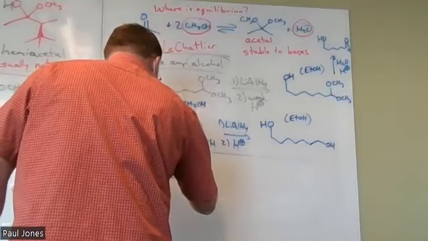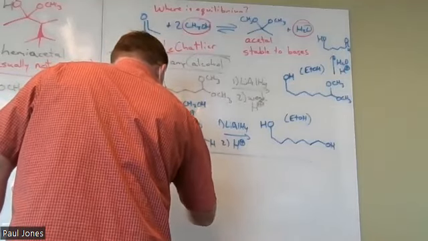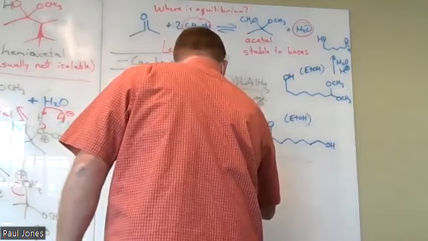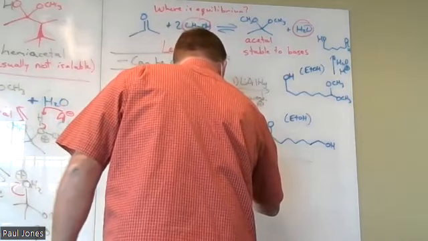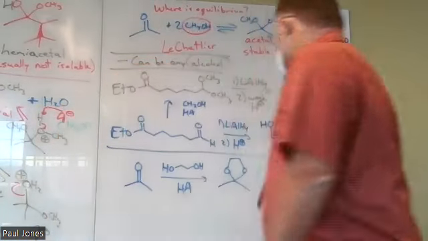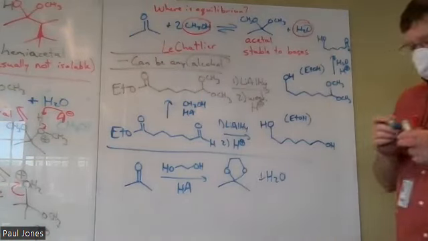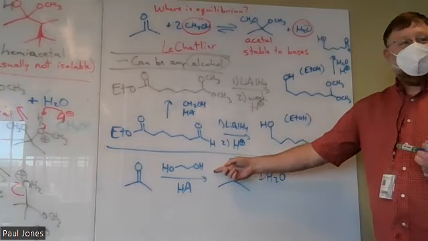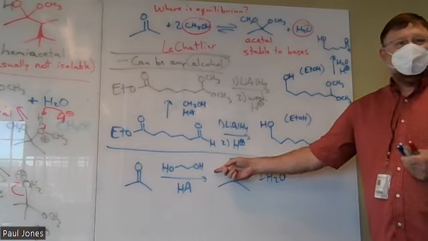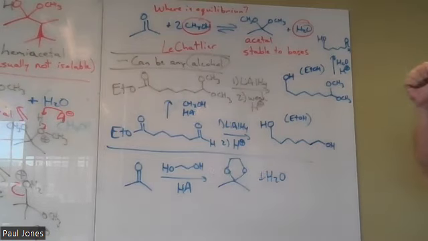And you'll see this. Promise this is the last thing. You can take a diol, so a molecule that's got two OHs on it, and if those two OHs are in position that you're going to make a 5 or a 6-membered ring, you can make a cyclic acetal.